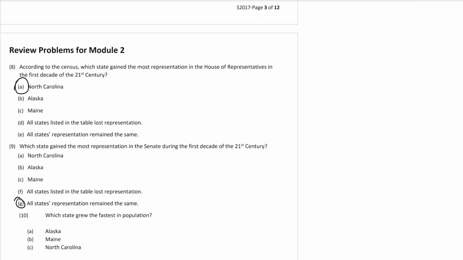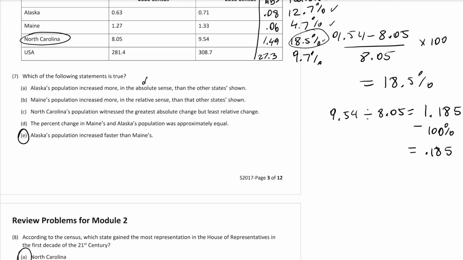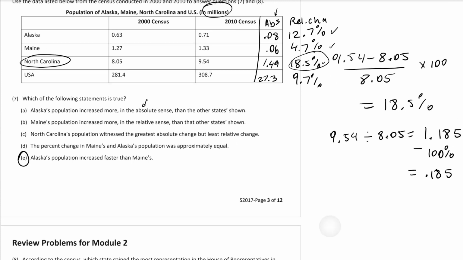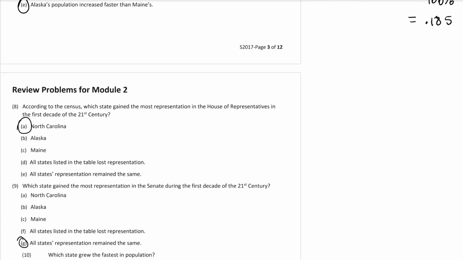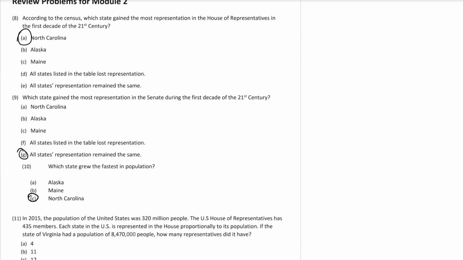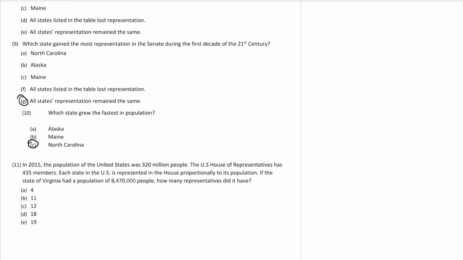So here it goes. It says which state grew the fastest in terms of the population. Once again, North Carolina had the largest percent increase, and therefore it grew the fastest. The fastest is different from the most. The most means the most people it gained. Relative means the highest percentage it increased. In this chart, actually, North Carolina had both the largest percent and the largest absolute change out of these 3. It doesn't mean that it's true compared to other states. Okay.